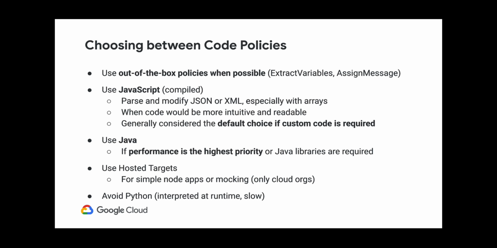So, choosing between code policies. When should you use custom code policies? As a rule of thumb, use out-of-the-box policies wherever possible, like assign message and extract variable. Use JavaScript for general manipulation, especially with JSON or XML, when the code will be more intuitive, and it's generally the default choice for custom code. Then maybe use Java if performance is the highest priority, or if you need to use specific Java libraries. Avoid Python due to its performance limitations.